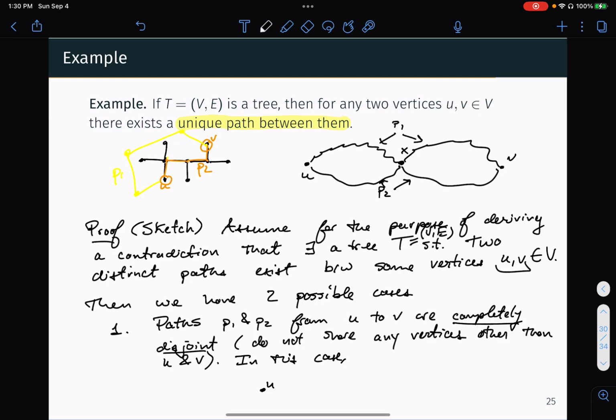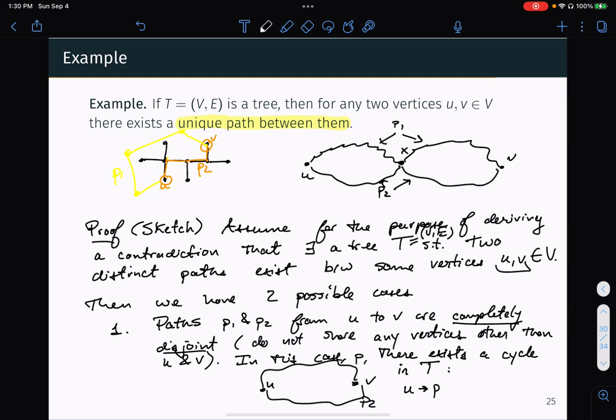So, I have U, and I have, let's say, P1 to V, and then I have U, P2 to V, okay? And so in this case, there exists a cycle in my tree T, where the cycle is, you start at U, you use P1, then you go to V, then you use P2, then you go back to U, okay? So there exists a cycle in T, and this, of course, is a contradiction, right?